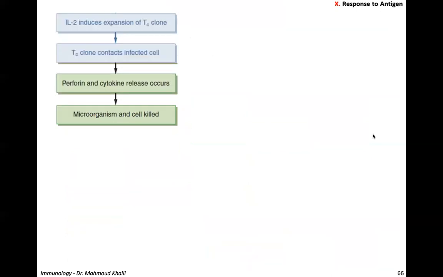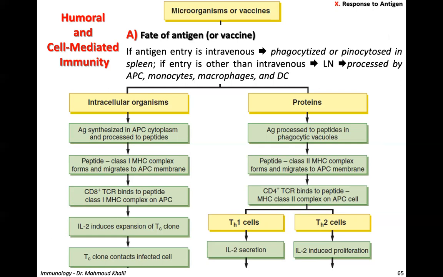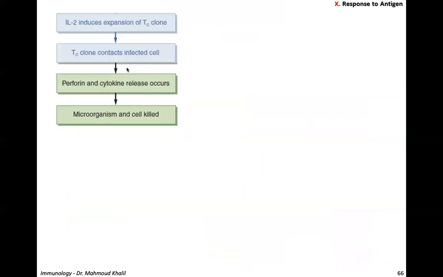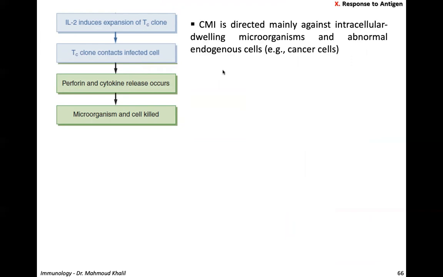So let's continue with the branch from the intracellular organism. We end with the TC clone contacting the infected cells. Soon after contact, perforin and cytokine release occur from these cells, and this will lead eventually to the killing of the microorganisms. This cell-mediated immunity is mainly concerned with intracellular dwelling microorganisms or abnormal endogenous cells, even a cancer cell or a virus-infected cell.